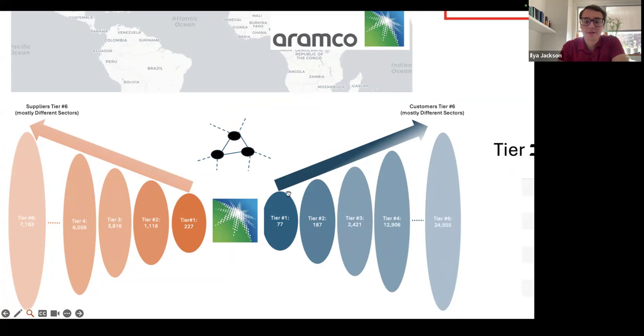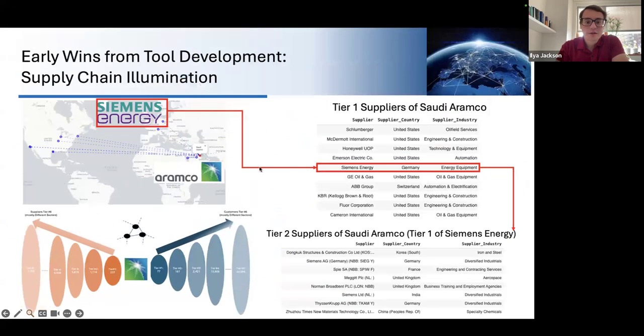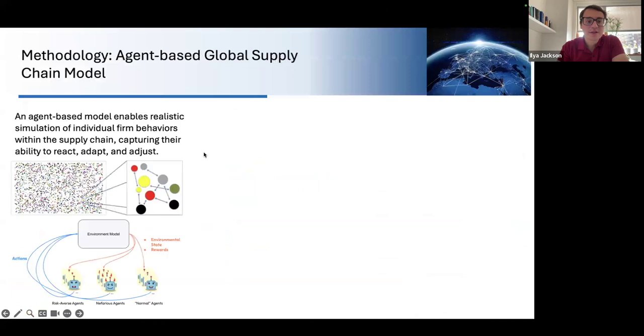And the same with customers. Directly, not so many customers deal with Saudi Aramco, but as a result, a lot of companies eventually depend on oil, right? So now to specific scenarios.